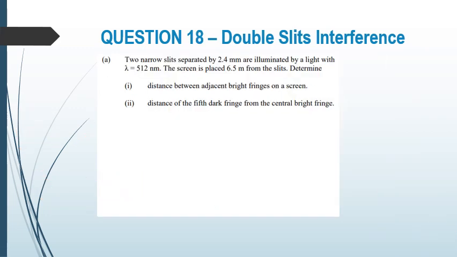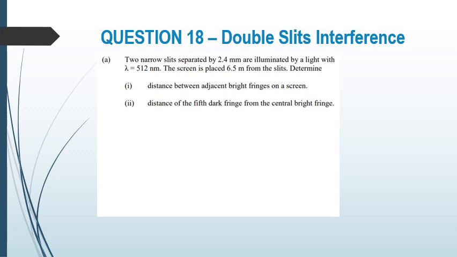Next, let's look at question 18. It is also a question from double slit interference. Question A. Two narrow slits separated by 2.4 mm are illuminated by a light with lambda 512 nanometer. The screen is placed 6.5 meter from the slit. Determine 1. Distance between adjacent bright fringes on a screen. 2. Distance of the fifth dark fringe from the central bright fringe.